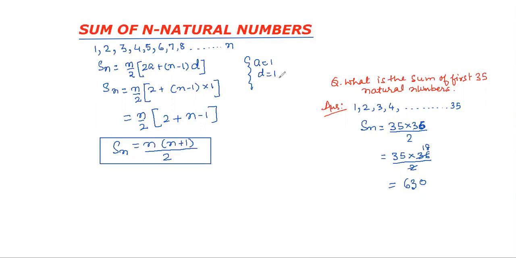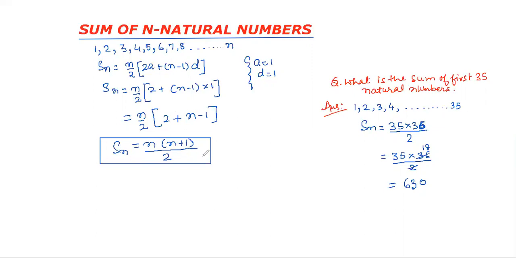So what we will do, we will just put the values of a and d in this formula and simplify. So this is 2, and when we open this bracket, it will be n minus 1. This 1 will be subtracted, and therefore we got the formula for the sum of n natural numbers, equal to n times n plus 1 divided by 2.